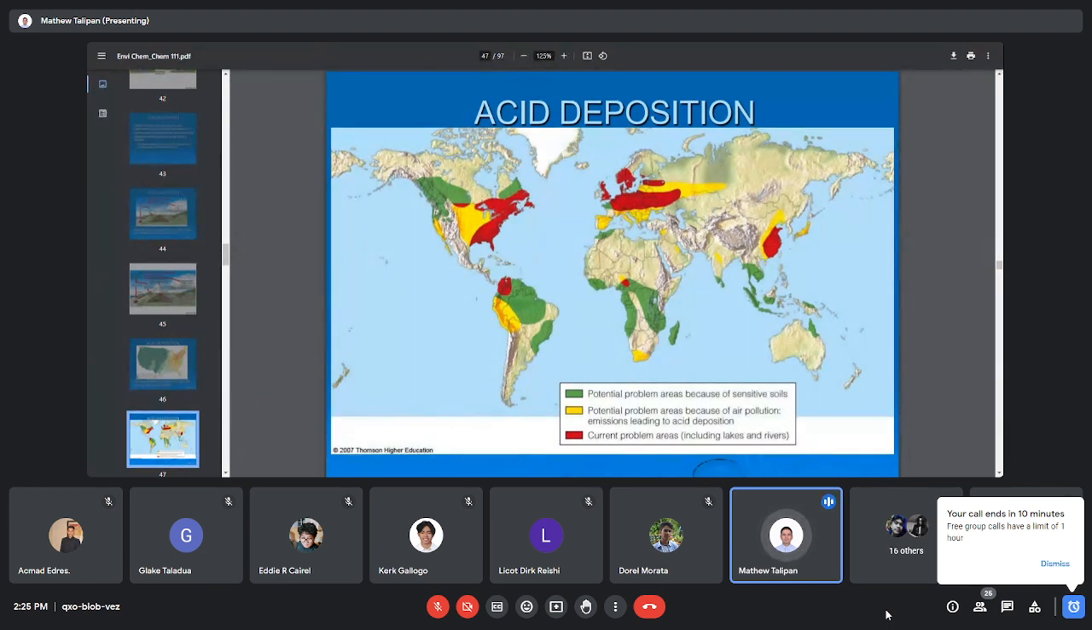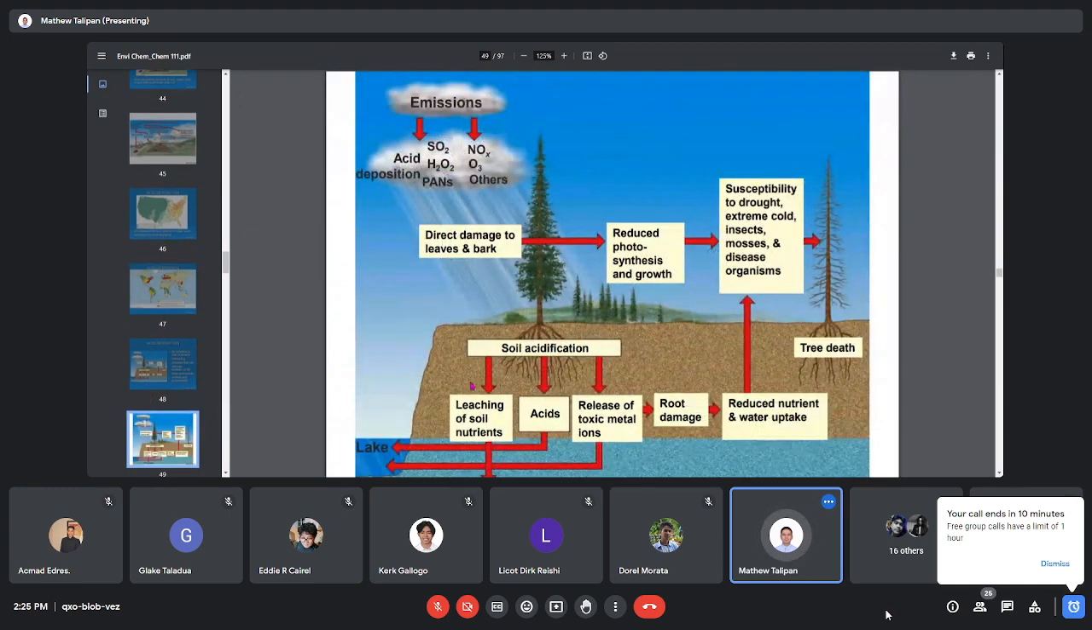So acid deposition has many effects. This includes leaching of nutrients in the soil, for example. This can release toxic metal ions in the soil, and the leaching of nutrients can cause reduced photosynthesis and growth of trees. Then eventually, because of the leaching out of nutrients into nearby bodies of water, including lakes and rivers, including the groundwater, the nutrients in the soil can be depleted. So this can eventually cause the trees to die off.